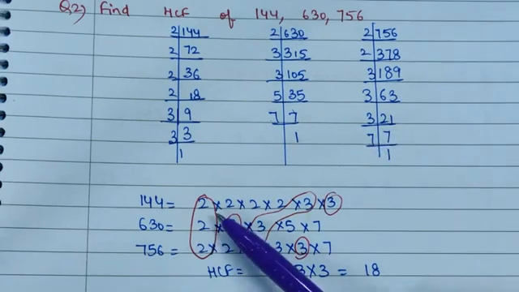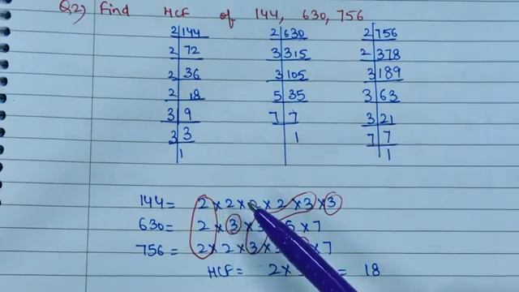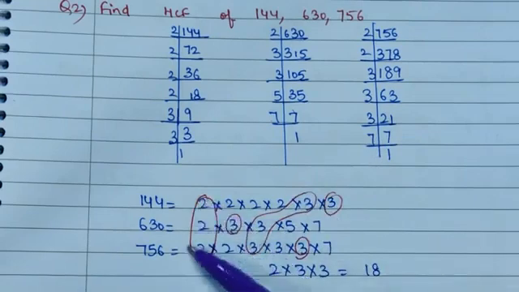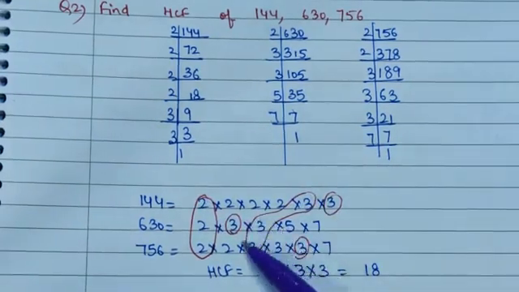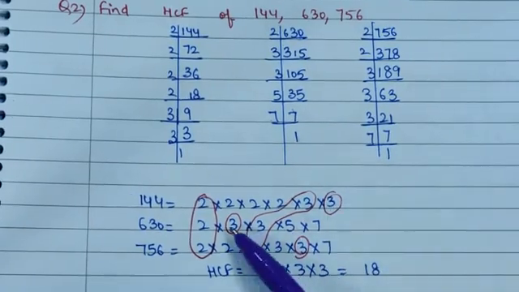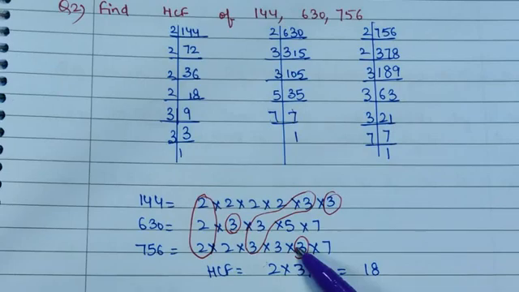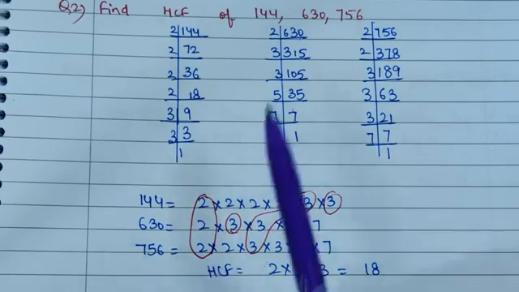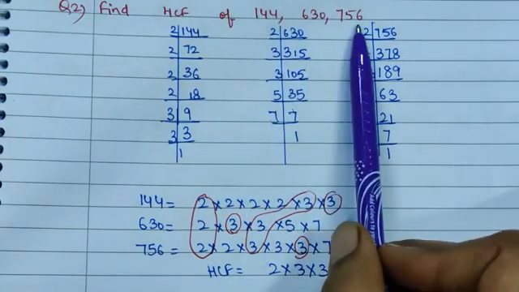So now what we will see is the factors which are common. 2 is present in all, we will write 2. 3 is present in all, we will write 3. One more 3 is there which is present in all, it means we will write one more 3. Now we will multiply them and we get what? We get 18. Now we have to find the LCM of same numbers.